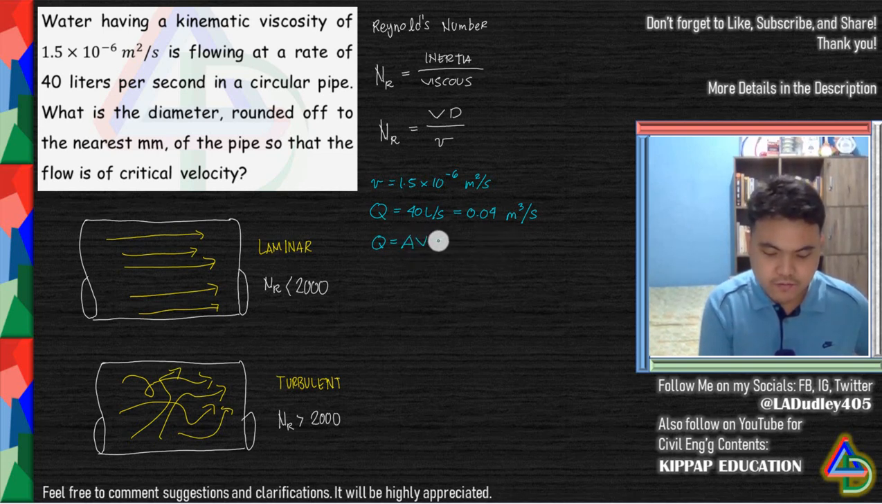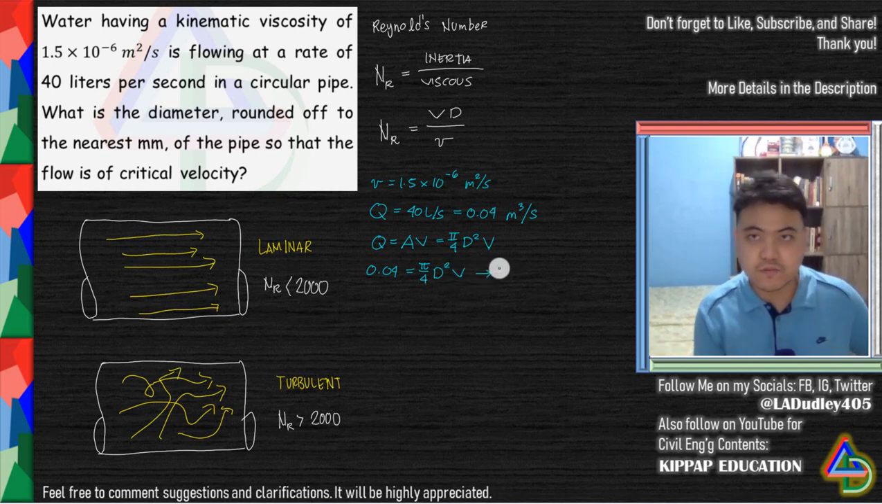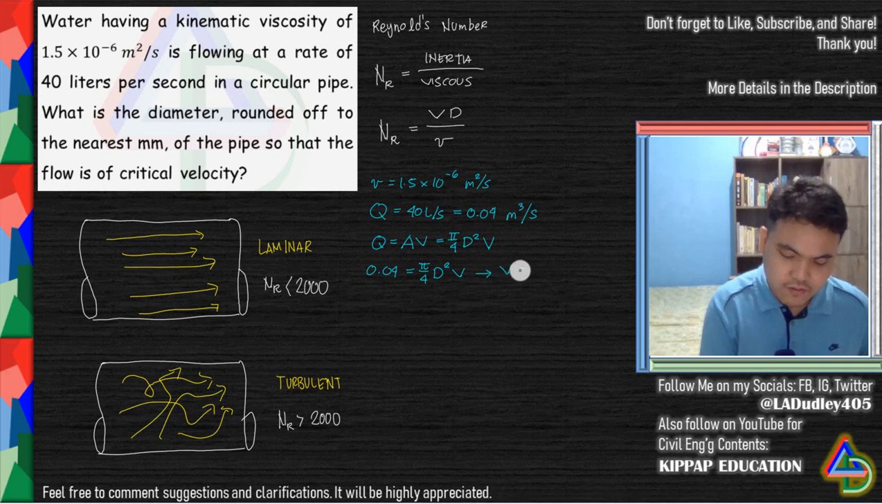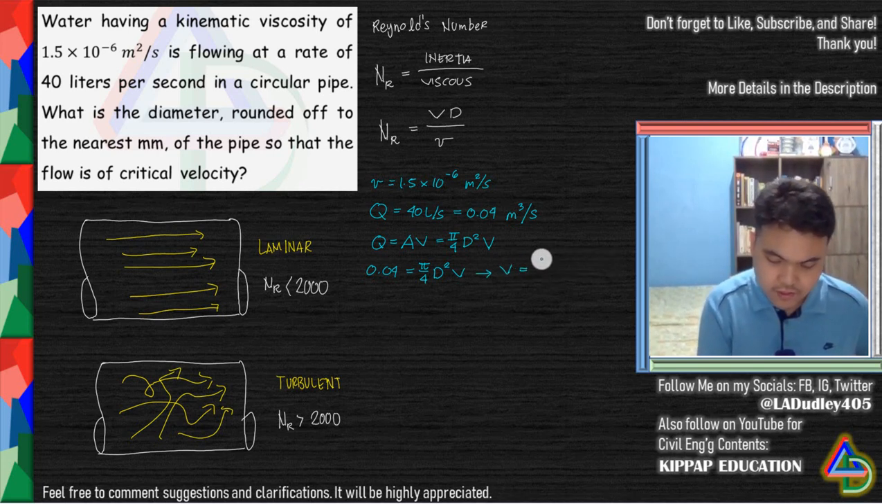But what is the area of a circular pipe? Diba? Circle, pi over 4 d squared times the velocity. So we have 0.04 is equal to pi over 4 d squared v. We try to solve for v, of course, in terms of d, diba? And the value of the velocity here is 0.16 over pi d squared.